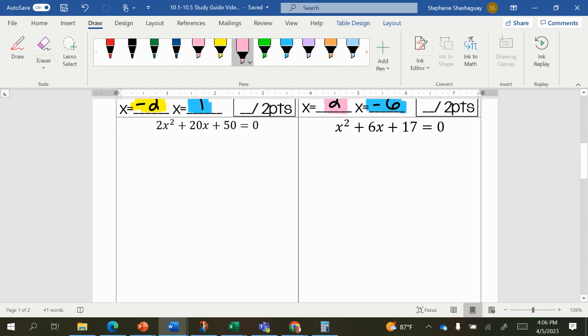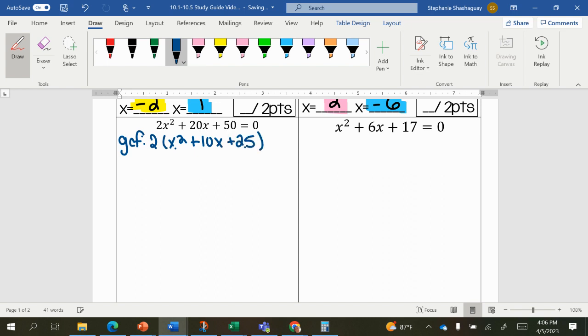All right, in this next example, what I'm going to suggest is that you think back to Module 9 and factor out a GCF first. If you factor out a GCF of 2, then you're left with x squared plus 10x plus 25, and that's equal to 0. So really, we don't have to worry about that 2 any longer, and now we can use x squared plus 10x plus 25 in our quadratic formula, or we can try to factor it. And so I'm going to show you both ways real quick.